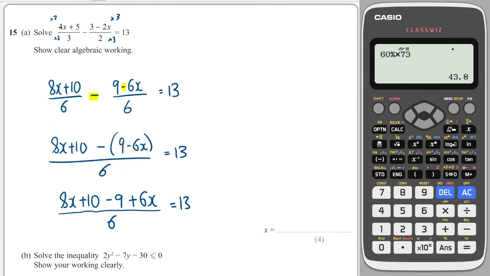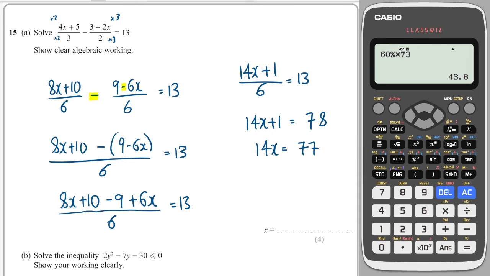Okay, I can now simplify that top line to get 14x plus 1 over 6 equals 13. Timesing both sides by 6 is going to remove the denominator on the left, and 13 times 6 is 78. Subtract the 1 from both sides to get 77, and divide 77 by 14, which is the same as 11 over 2.